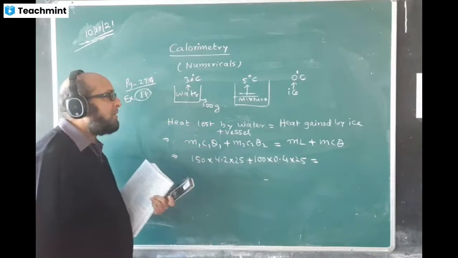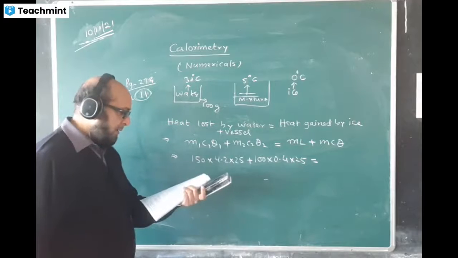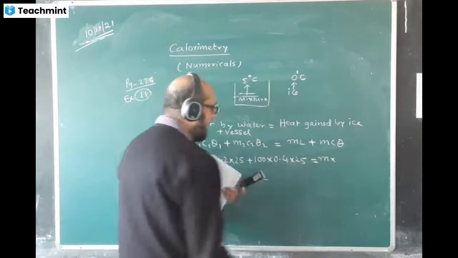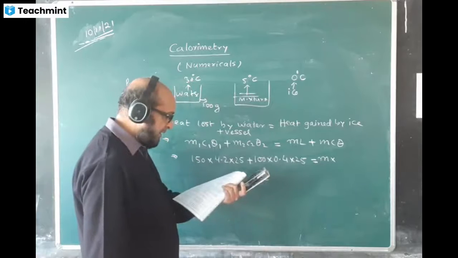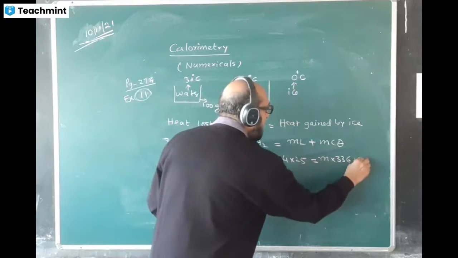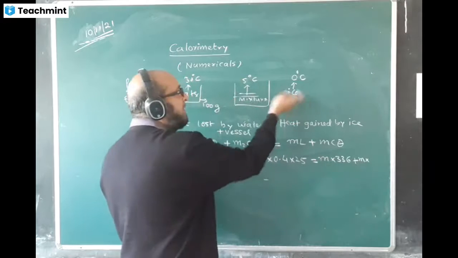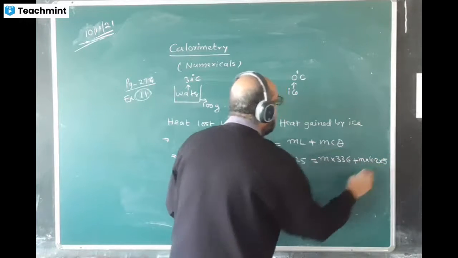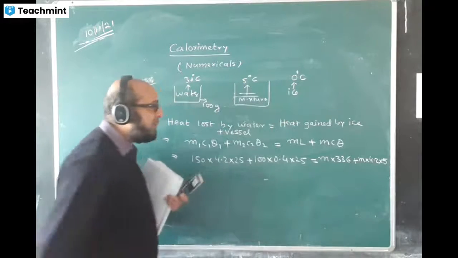Go to the other side now. Mass of the ice, X. How much ice is needed? This we have to find. ML, where M is as it is. Latent heat is given, 336. 336 plus M, ice definitely melts into water. SHC of water is 4.2. Temperature difference is 5. Between 5 and 0, the difference is how much? 5.